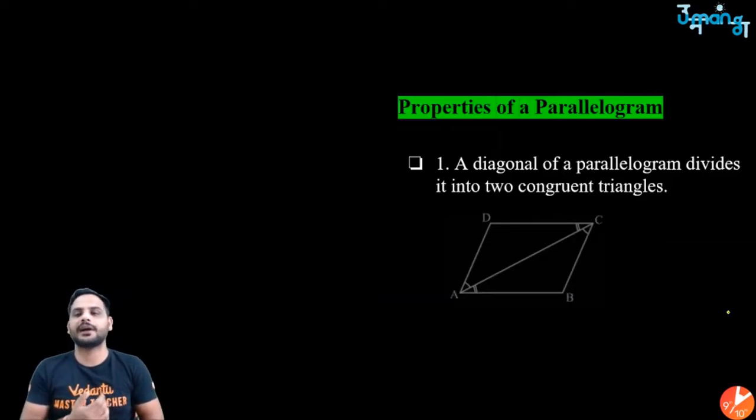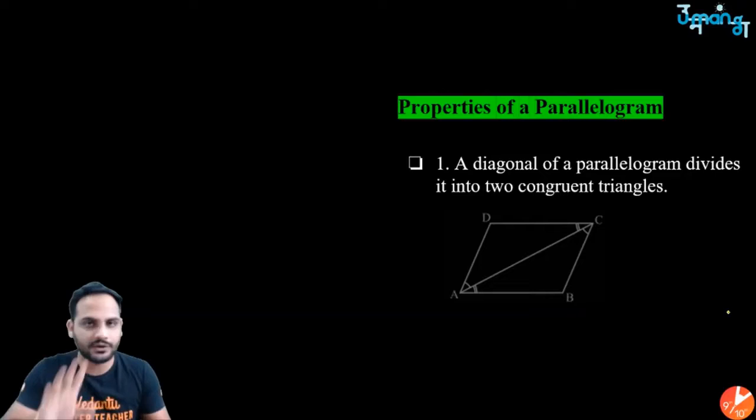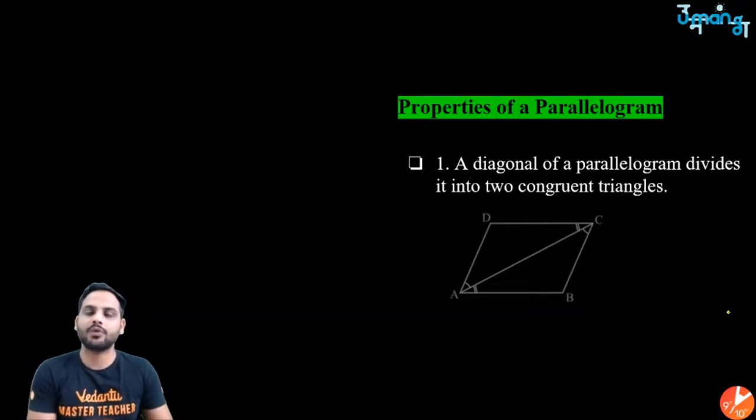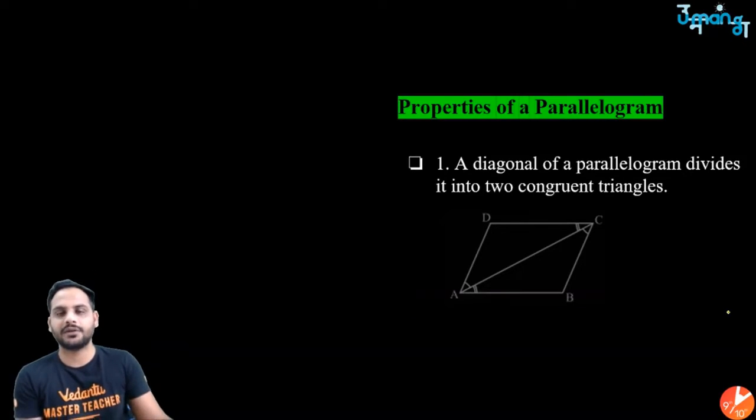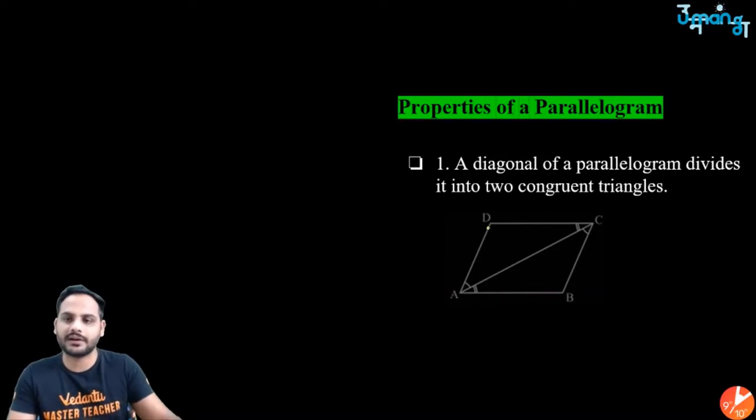Then, properties of a parallelogram. In a parallelogram, the diagonal divides it into two congruent triangles. There are two diagonals in a parallelogram, and both diagonals divide the parallelogram into congruent triangles. You can prove it using the criteria: first, this angle and this angle are equal because the sides are parallel. Then this angle and this angle are equal because sides are parallel, and AC is the common side. So by angle side angle, both the triangles are congruent.